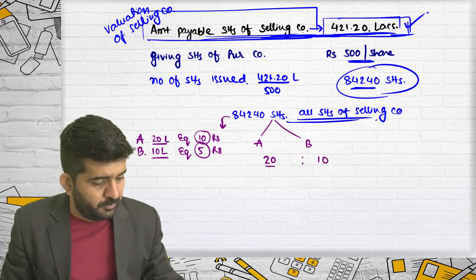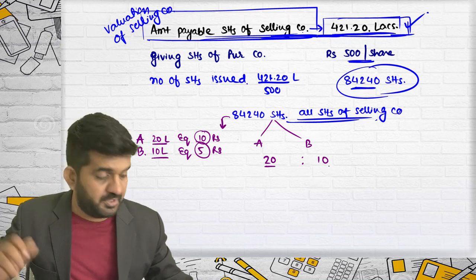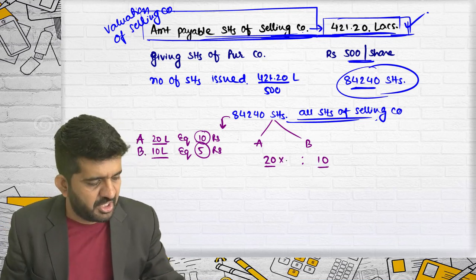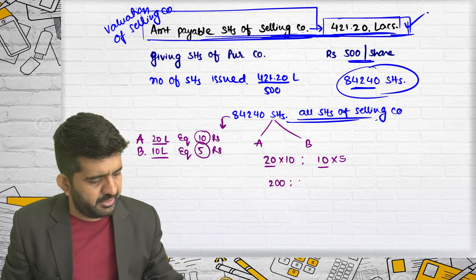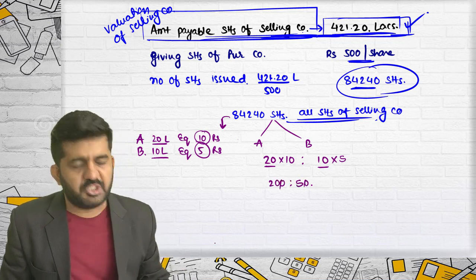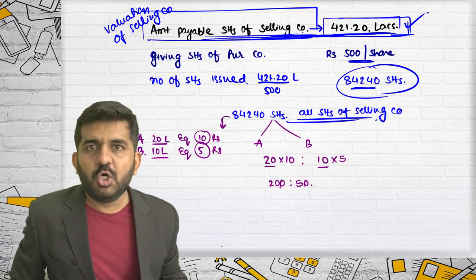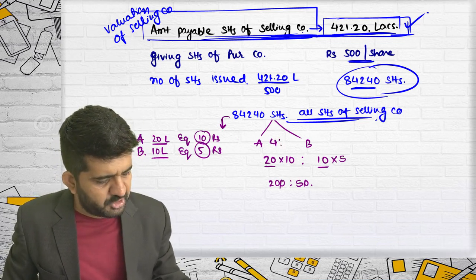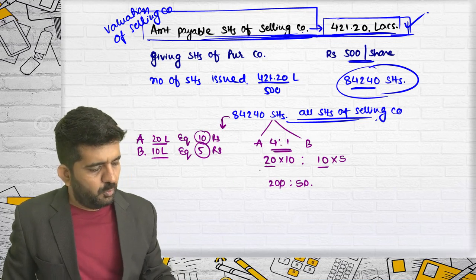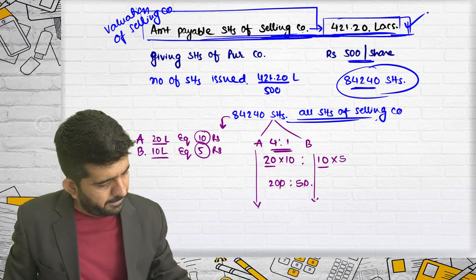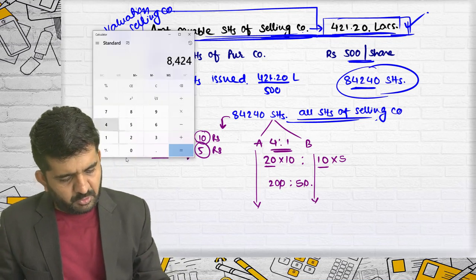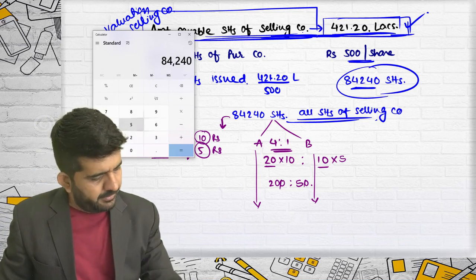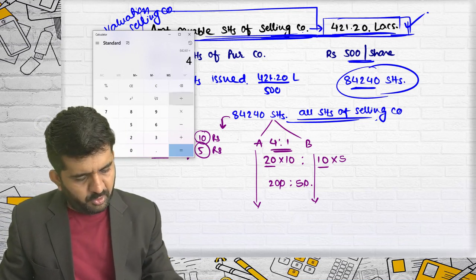Not a good ratio, because these 20 shares are of rupees 10 each. These 10 shares are of rupees 5 each. Then what is a good ratio? Good ratio is value. What is this? 200:50, which is 20:5, which is 4:1. So this should be distributed in the ratio of 4:1. A category of shareholders will be getting 84,240 into 4 divided by 5.